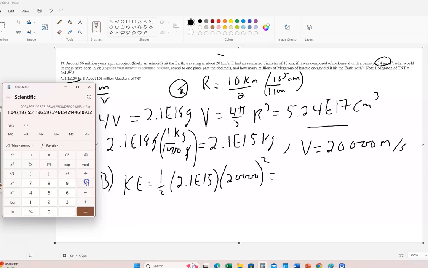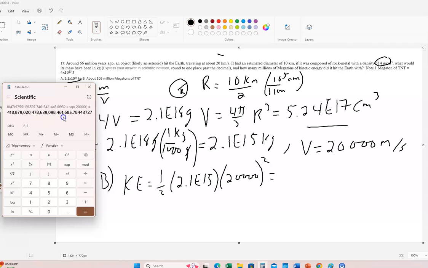And then times 20,000, and I've got to square that. So that number right there is the kinetic energy in joules. We'll figure out what that is. What do I want to round this to? Round one place past the decimal. So it looks like 4.2 joules. 4.188 times 10 to the, well, we got to figure that out in just a second.